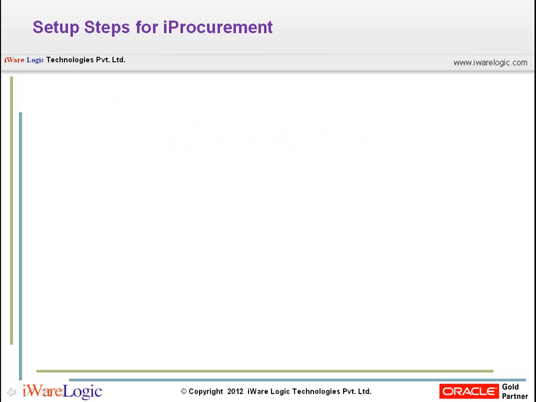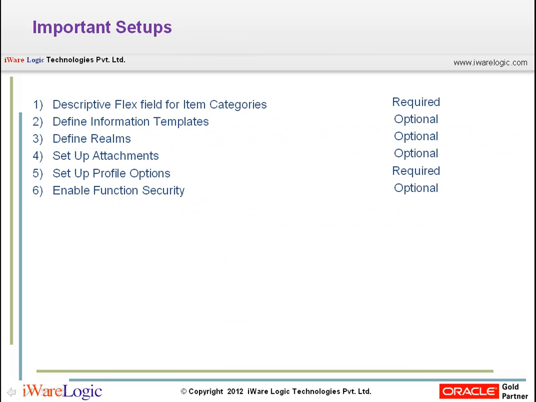Let us discuss a few setup steps for iProcurement. These are important setup steps which we need to carry out before we start implementing or entering the data in iProcurement. The first and most important step is to define the descriptive flexfield for item categories, which is a required setup. Defining information templates, defining realms, and setting up attachments are optional setups. We need to define the profile options, which is required, and enable functional security, which is an optional setup.